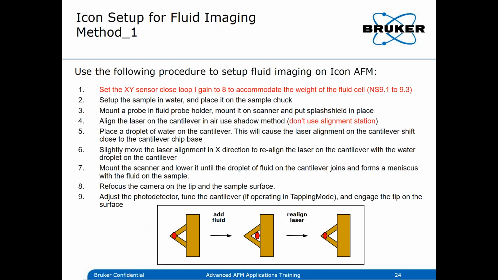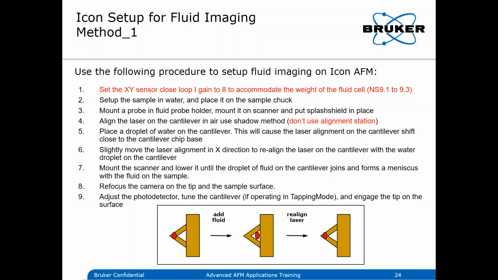Again, these are the major settings for the Icon. Set the XY sensor close to 8. I spoke about that already. Speaking of version 9.1 and earlier, please ask us if you have questions. We always have an immediate engage there, or crash protection turns on.